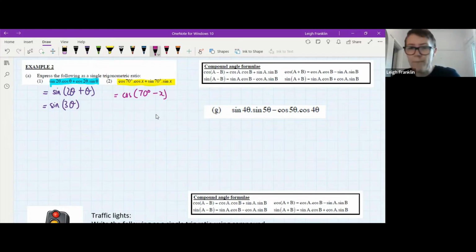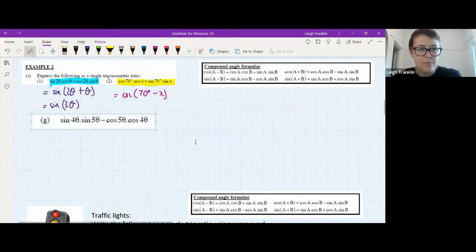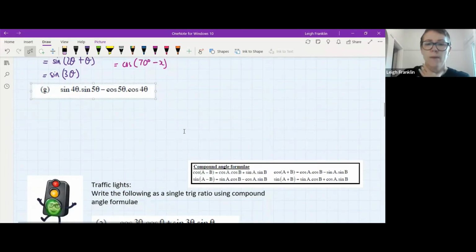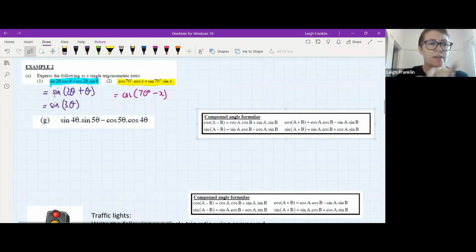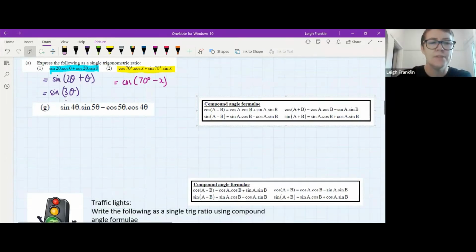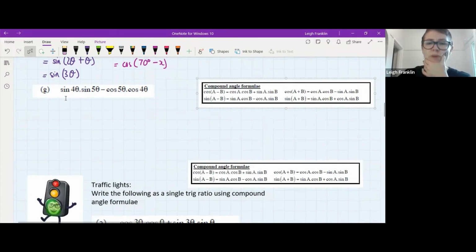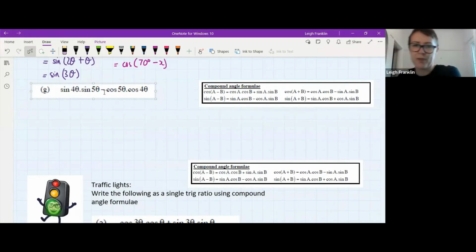Now, before we move on, I want to show you this one. Something's different here. Number 1 and number 2 were super easy because they were identical to the right-hand side of a compound formula. But this one isn't. So what are we going to do here? What do I need to change first of all? Does anybody know? Can anybody tell me what's wrong?